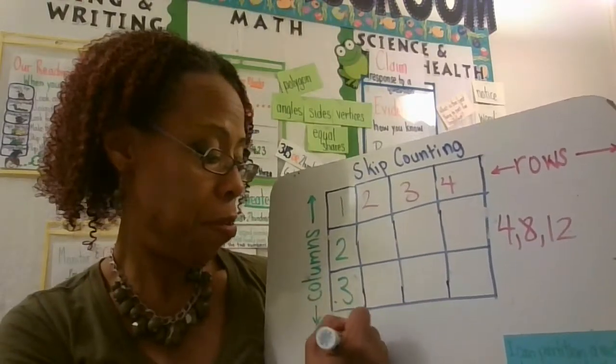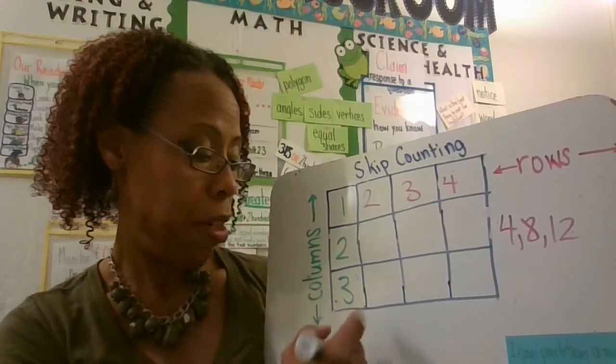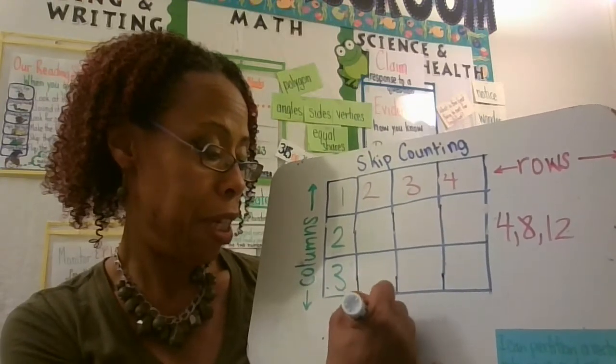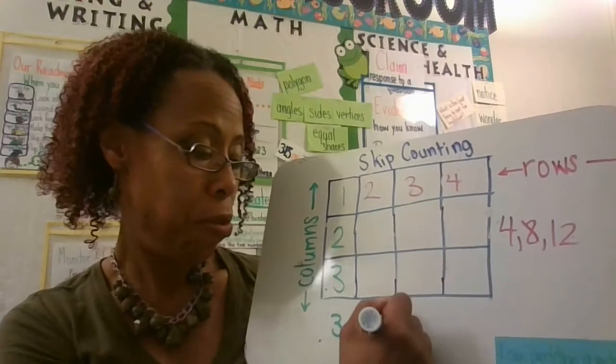So we're going to count 3. Now, 3 more would be 6. 3 more would be 9. And then 3 more would be 12.